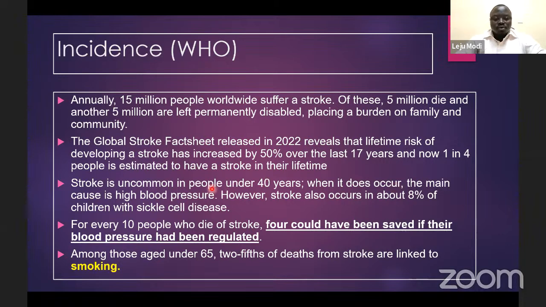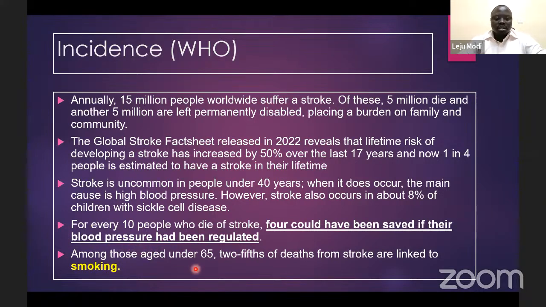For every 10 people who die of stroke, 4, so that's 40%, could have been saved if their blood pressure had been regulated. Just imagine how big a problem high blood pressure is. And we talked about this yesterday when it comes to stroke, okay? So for every 10 people who die, 4 could have been saved if their blood pressure was regulated. The problem, as I said yesterday, is blood pressure is silent until it begins to show up, and damage is already done, so that's a problem.